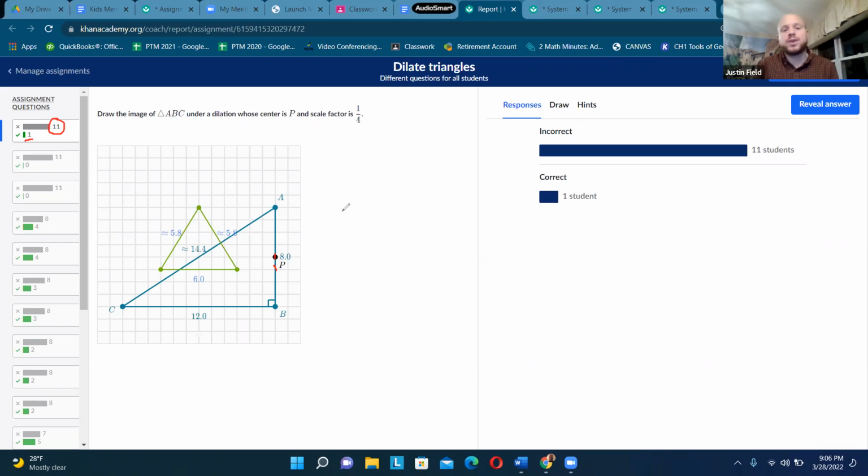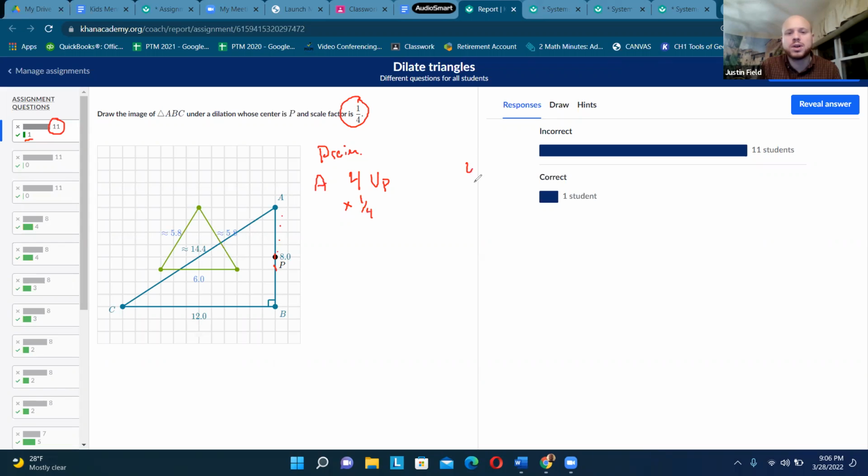All right, so let's refresh ourselves. We know that we're looking at the distances from center. So let's look at the pre-image, and let's look at point A. Point A is 1, 2, 3, 4 up. It's 4 up. And that's it. All right, so now we're going to multiply that by the scale factor, which is 1/4.